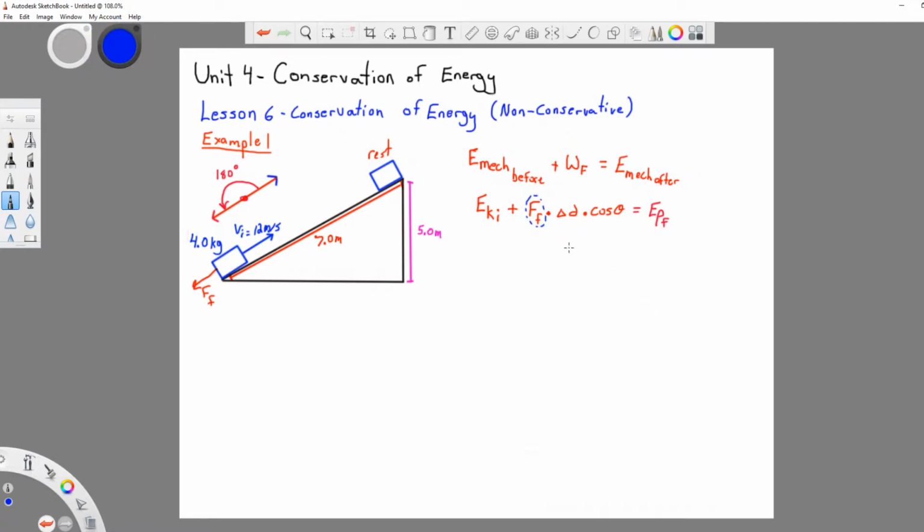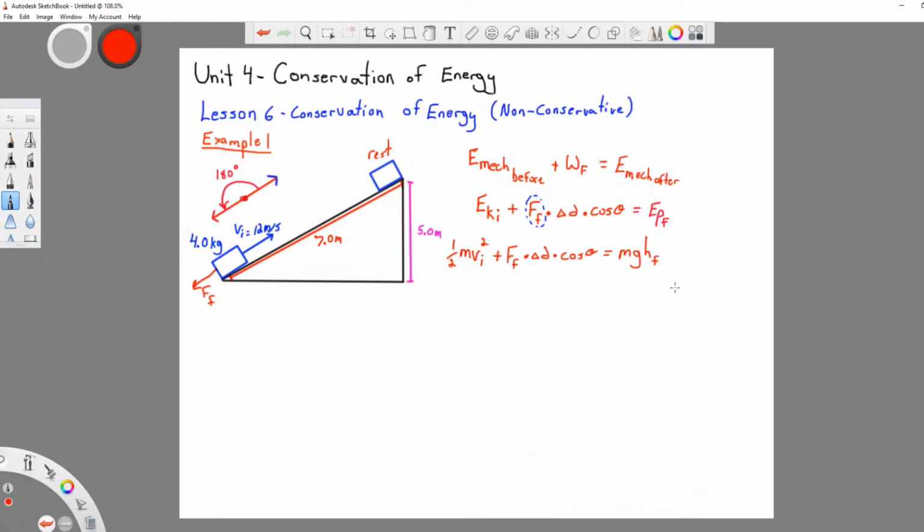Okay, let's expand this formula out a little bit here. Energy kinetic initial, so we have 1/2 mass velocity initial squared plus, again, I'll just write this out again, force of friction times delta D times cos theta, is equal to mass times gravity times height final.